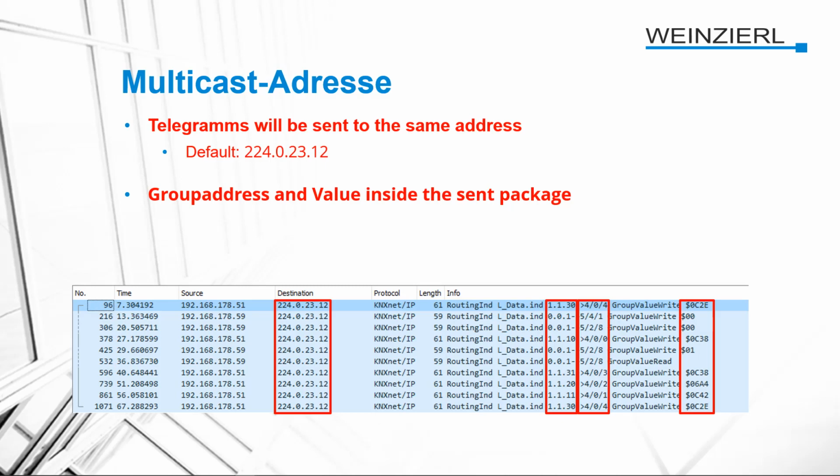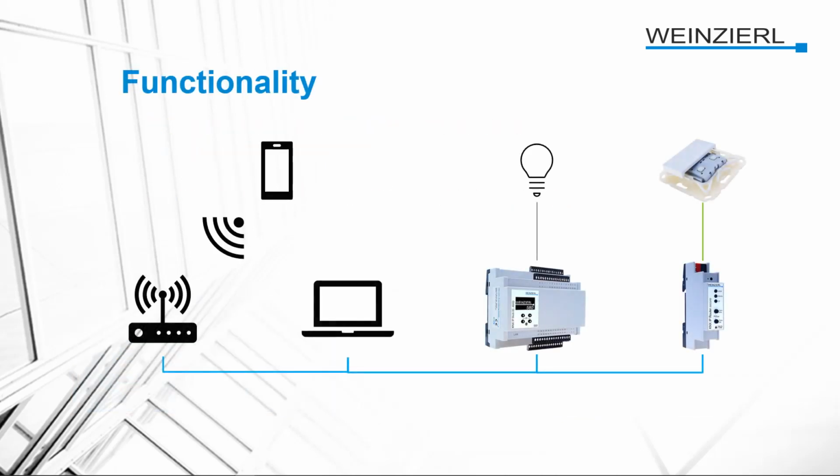But let us take a look at a sample network. Here you can see a completely normal home network with a router, a Wi-Fi network, smartphones and computers. In addition to that, we have now connected KNX IP devices. On the one hand, a KNX IP multi-IO and a KNX IP router.